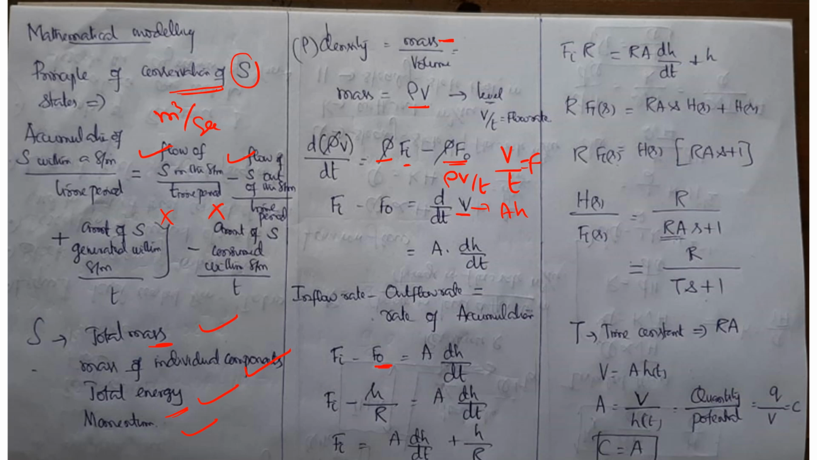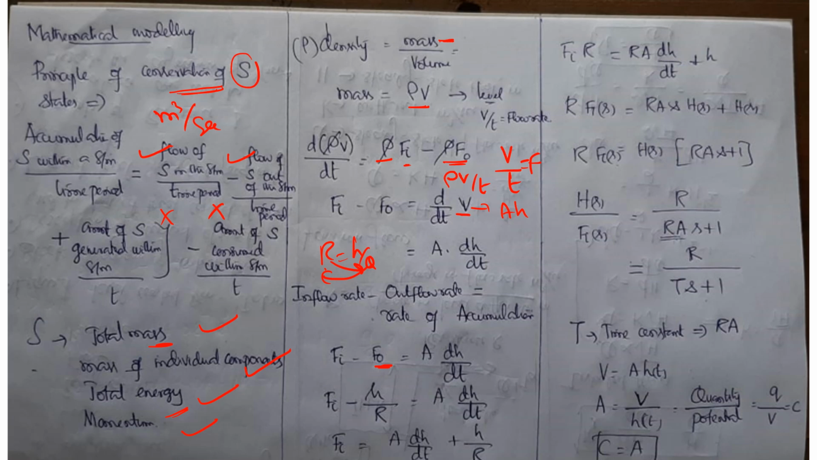So in F naught, we have seen that resistance equals H by Q. In this case, I need Q. So if you need Q, bring this Q and bring this R. So H by R. So your flow rate can be replaced like H by R. So Fi minus H by R equals A into dH by dt. From this, I'm going to bring all the H terms on one side.